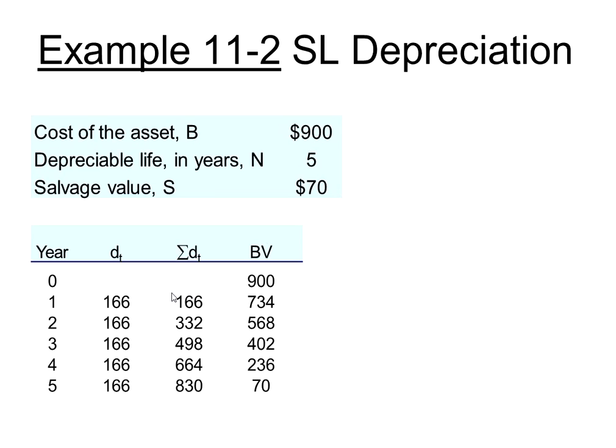and then we start subtracting the amounts from the basis, right? So the sum is subtracted from the basis. From 900 we subtract 166, get this much. From 900 we subtract 332, get this much, and so on, all the way to the end. And at the end, you see it all depreciates right to where the book value at year 5 is 70, which is exactly the salvage value.